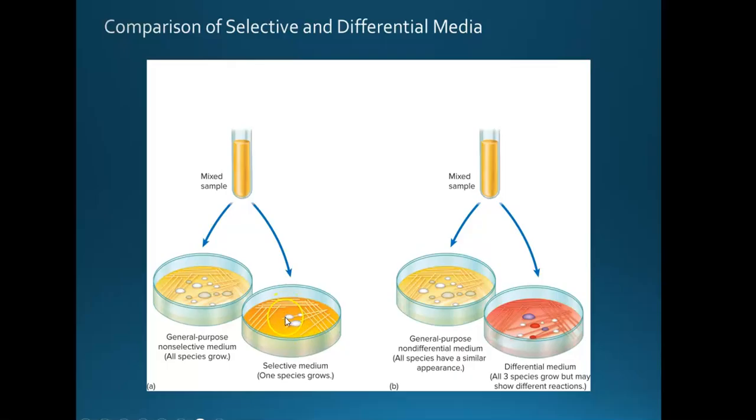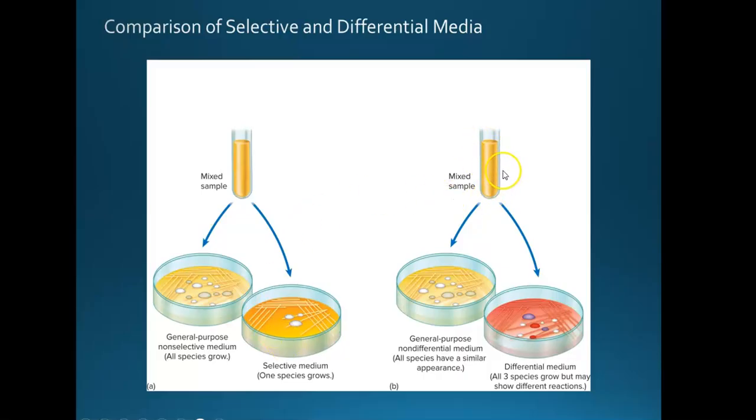So in this case, they're showing just one species that is capable of growing versus all the different ones that were able to grow on our general purpose. So once again, general purpose is one that we use to initially culture our microorganisms to see what's there. Selective allows us to select for certain microorganisms and prevent the growth of others.